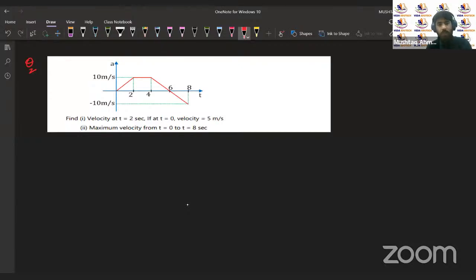The question is asking us to calculate the velocity at time t equal to 2 seconds if at time t equal to 0 the velocity is given as 5 meter per second. It means that the initial velocity at time t equal to 0 is given as 5 meter per second. We have to calculate the velocity at time t equal to 2 seconds. And once again, we can use the same concept that the area under the acceleration time graph gives us the change in velocity, that's delta v, that's v minus u.